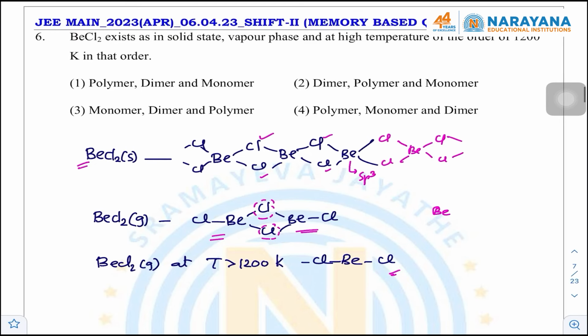So the correct answer is, at room temperature, it is a polymer. In vapor phase, it is a dimer. At very high temperature, it is a monomer.